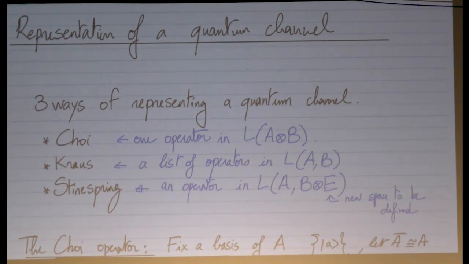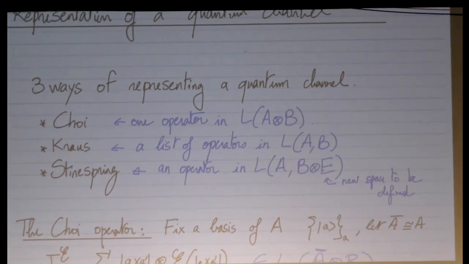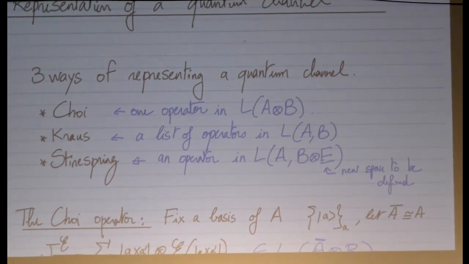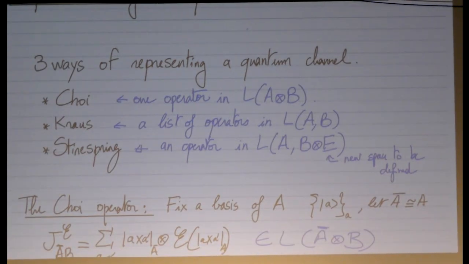Okay, so now I'm going to move to how to represent the quantum channel. It's a linear operator, so there are many ways of representing it, but there are some common ways which are useful in order to test whether it's a channel or not, and useful in terms of interpretation.